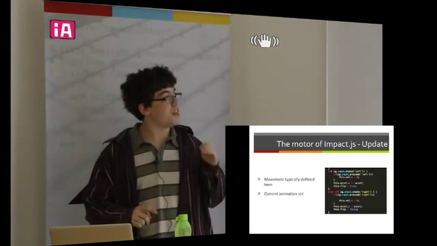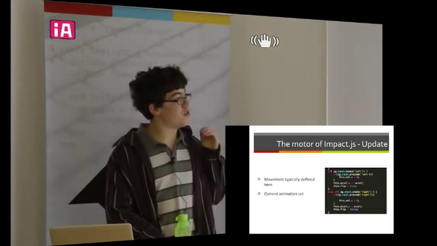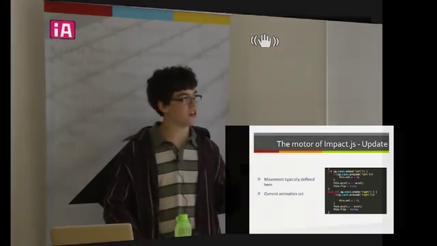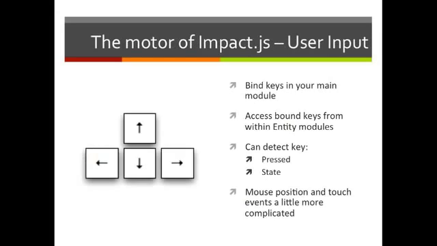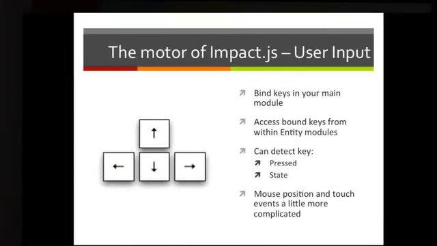User input is extremely easy within Impact.js. You bind keys in your main module. You can then access the bound keys from within the entity modules, and you can tell if the key is pressed and its state. So press is a Boolean that on a tick will tell you if the key was just recently pressed. If the key was just pressed, it'll be true, otherwise it'll be false. State means that if the key is being pressed, then the Boolean will be true. If the key is not being pressed, the Boolean will be false. Pretty simple. As I haven't said yet, mouse position and touch events can be done. They're a little bit more complicated than what I'm about to show you, but yes, they can be done.